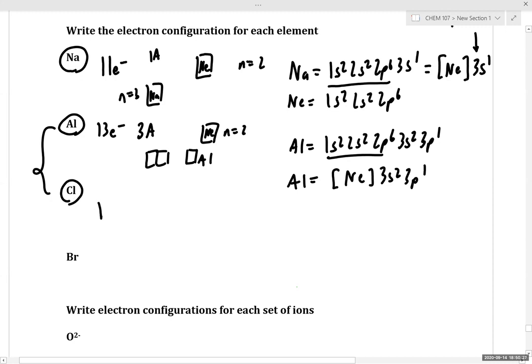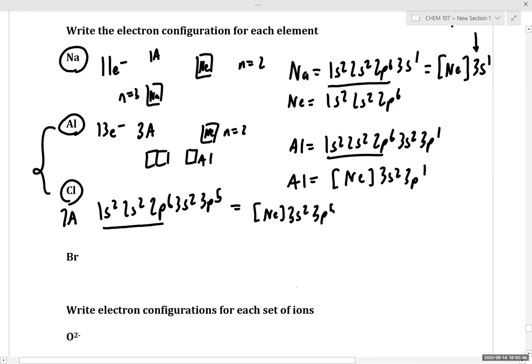Chlorine as well has a broader configuration of 1s2, 2s2, 2p6, 3s2, 3p5. It's a 7A element. We can abbreviate our inner shell electrons as neon, and then we write out our valence electrons as 3s2, 3p5. And notice when checking our work, our number of valence electrons always matches the group number.